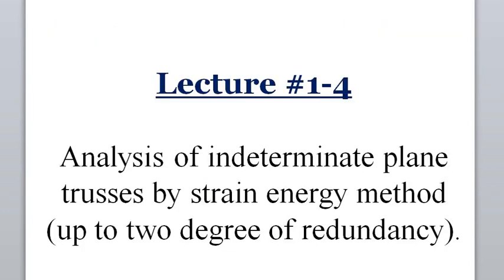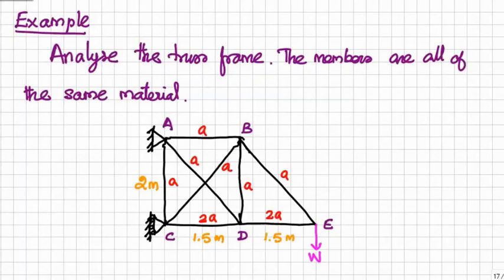So in this lecture, we will learn how to analyze an indeterminate truss by the strain energy method. So this is the problem. The members are all of the same material, that is E is constant, and A, the cross-section area, is given in the problem against each member. Only these CD and AD members are of 2A cross-section, all others are A.